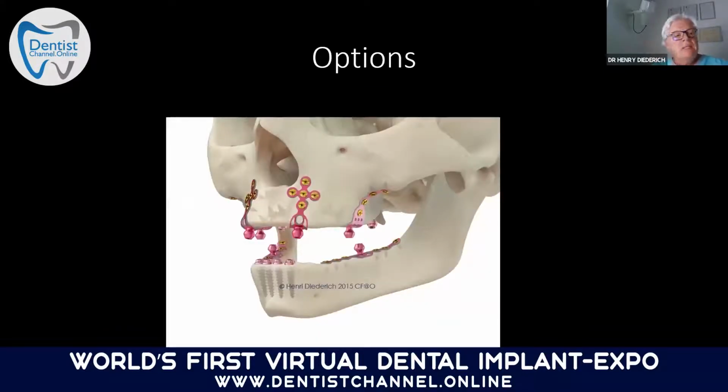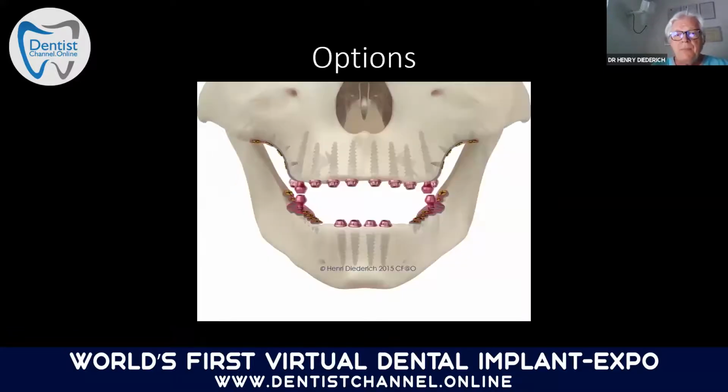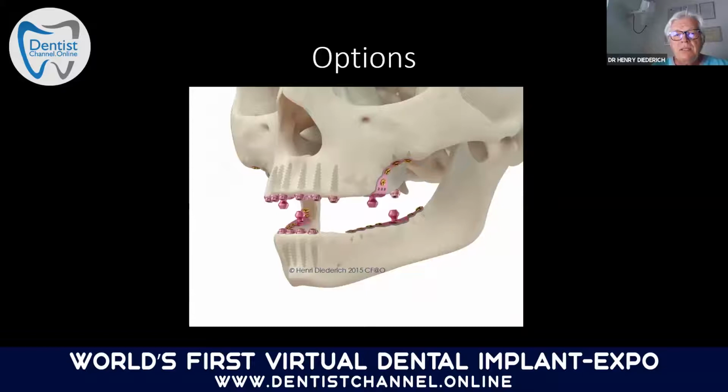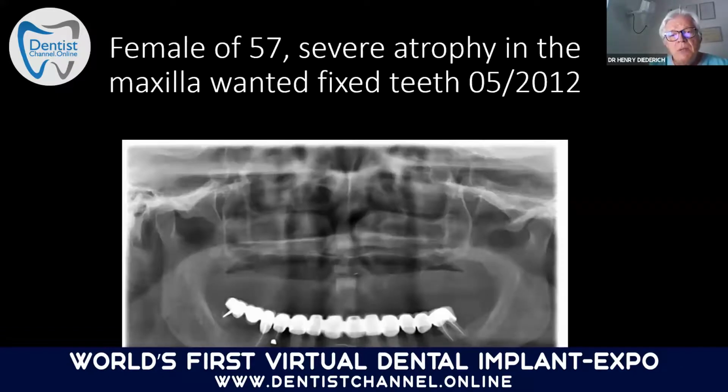And here you see there was a big atrophy in the maxilla. In the mandible, it was a little bit easier. Here, it was absolutely only possible to put plates. There was no bone at all, so I could not put one-piece implants. Yes, but I could place pterygoid implants. Or here, these different options. But as I told you, it all depends on our bone situation. So let's see now some cases of total edentulism, how it may work.